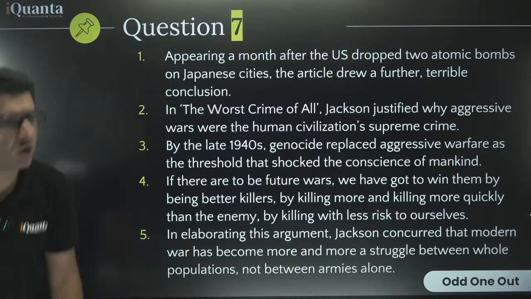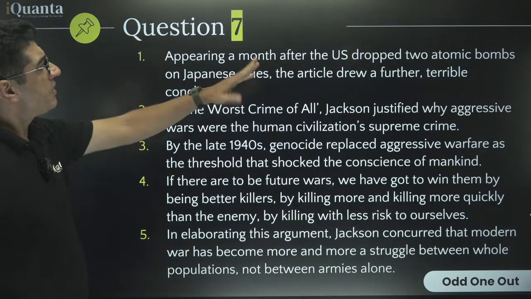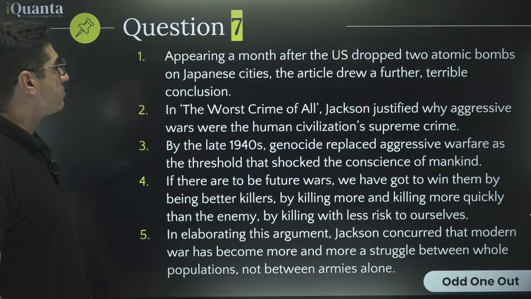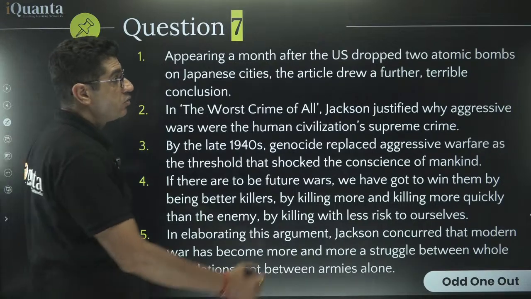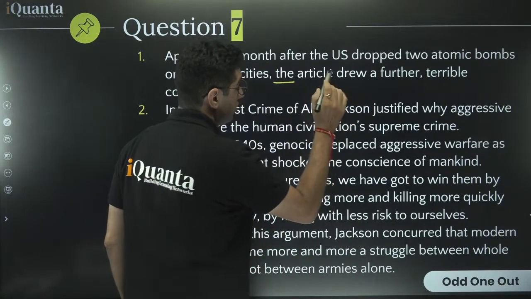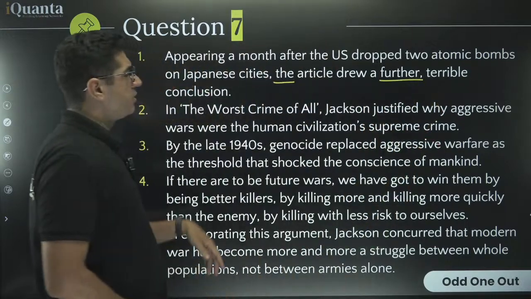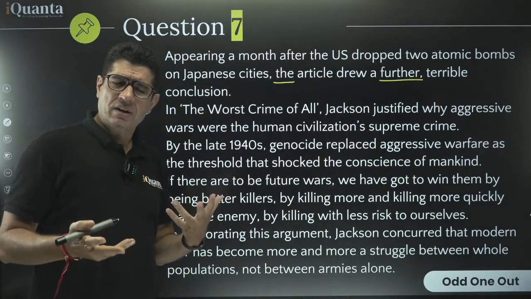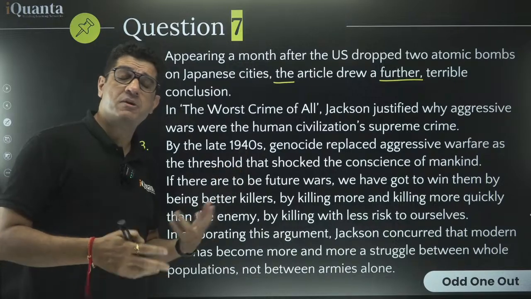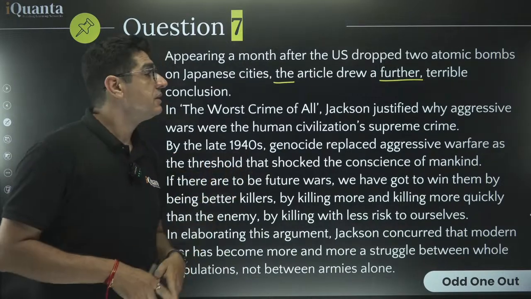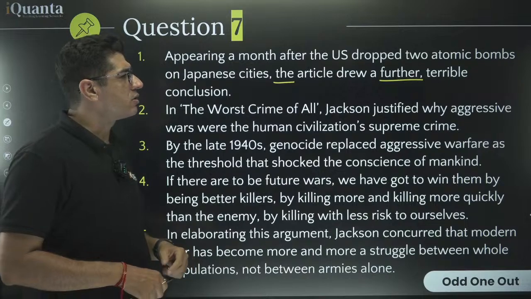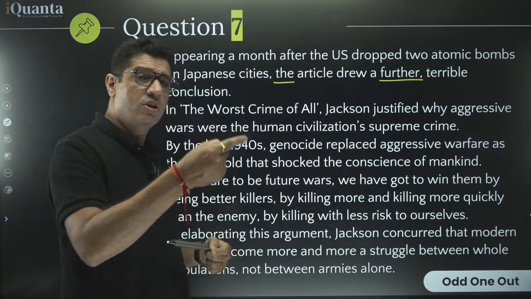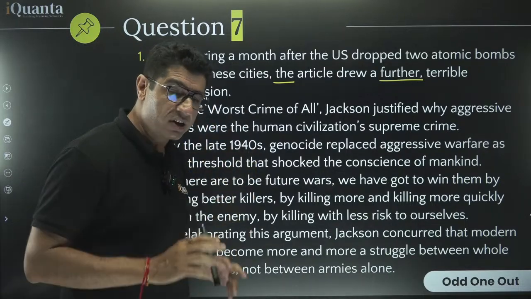Okay, so appearing a month after the US dropped 2 atomic bombs on Japanese cities, the article drew a further terrible conclusion. So when you say the article, some article. If it is mentioned here, then that gives us a potential point of connection. A further terrible conclusion tells you that, hey, a further conclusion means some conclusion has already been arrived at.